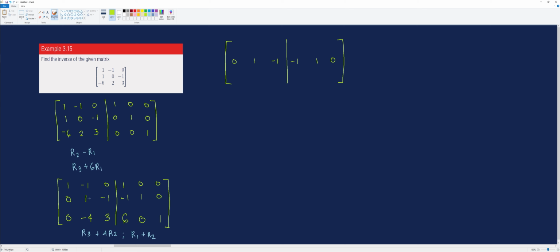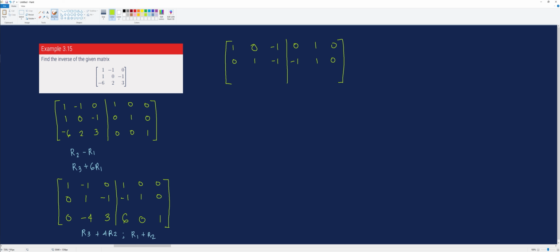So let's start with the first row. The operation is R1 plus R2. So 1 plus 0 is 1. Negative 1 plus 1 is 0. 0 plus negative 1 is negative 1. 1 plus negative 1 is 0. 0 plus 1 is 1. And 0 plus 0 is 0.